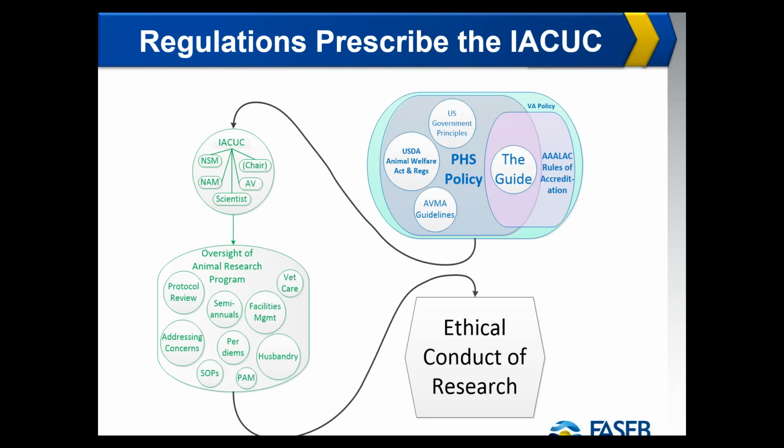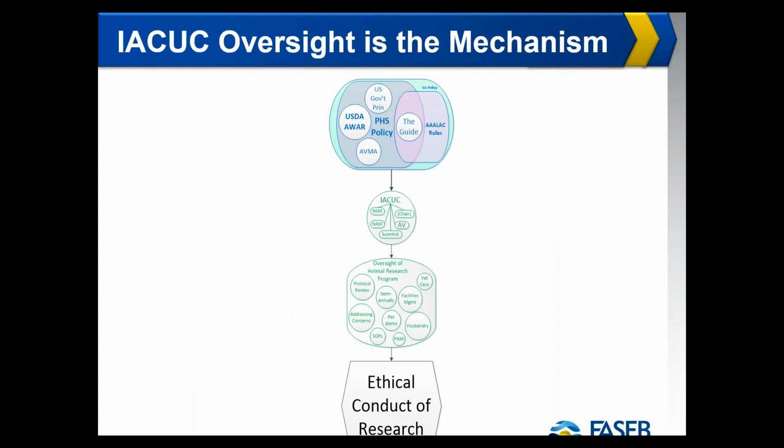IACUC oversight is the mechanism that the regulatory requirements prescribe. We tend to focus on the top part of this drawing, that the IACUC and its responsibilities are just requirements of the regulatory language. But I'd like to focus on the bottom of the drawing, which is that the point of the regulatory language is to promote ethical conduct of research. That's the real reason that we need IACUCs. So looking at the IACUC from this perspective helps to make much more sense of what it is and what it does.